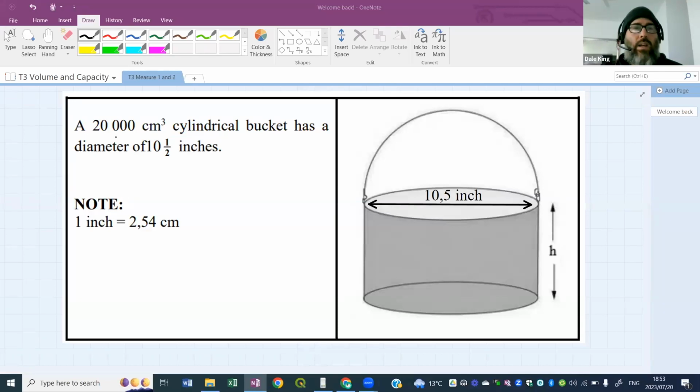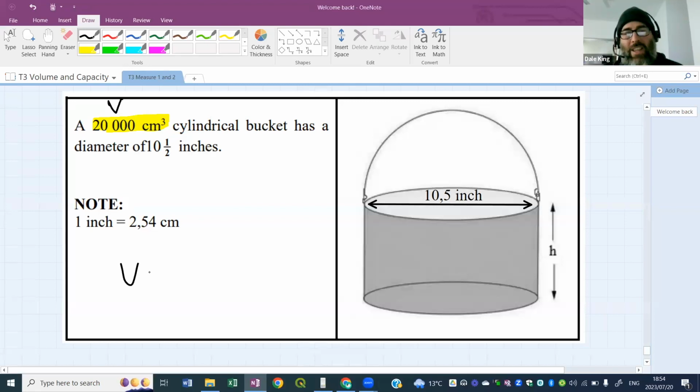It says a 20,000 centimeter cube cylindrical bucket has a diameter of 10.5 inches. So it's a bucket. It has a diameter of 10.5 inches, and it doesn't say anything about a height. But they give us this value here. What is this thing? 20,000 centimeters cubed. That is volume. I'll put a V there for volume. That is a volume that they've given us.